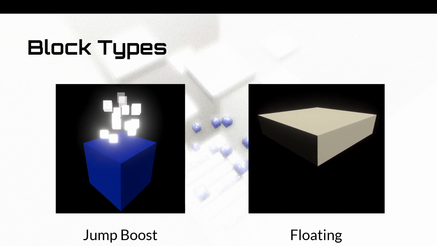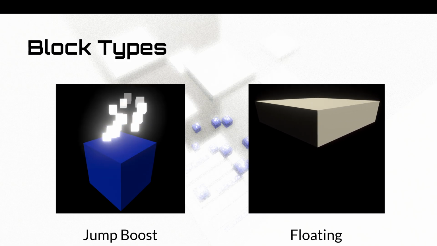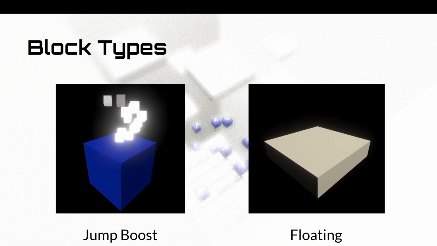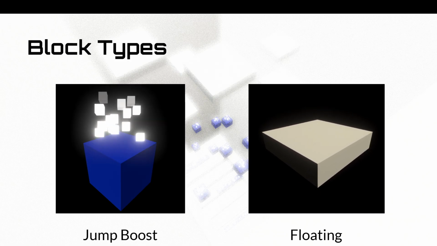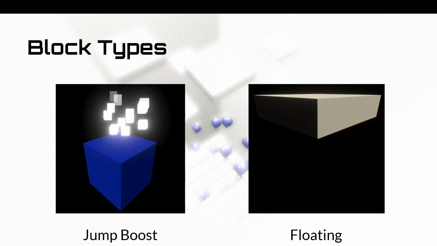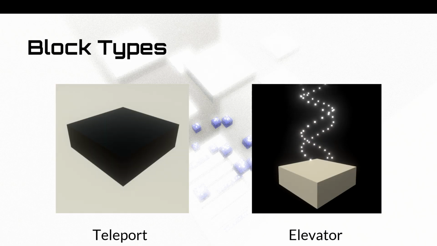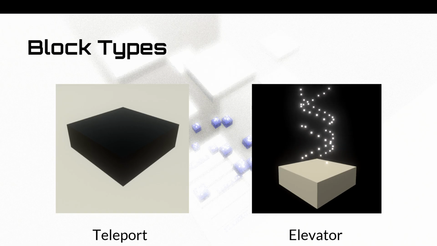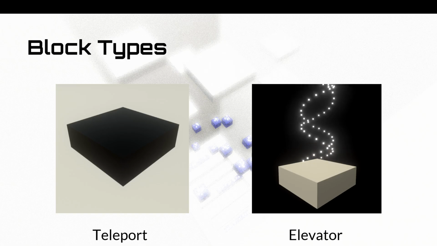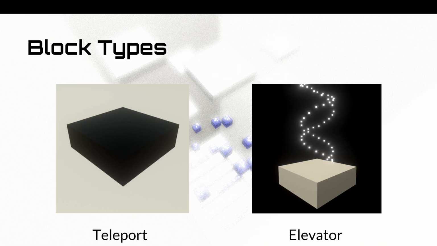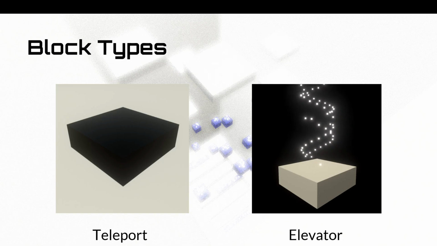The floating platform is a flat, platform-like block. Players can stand on it and move as it floats. Next, the teleport is a black block that instantly transports the player back to the start upon collision. The elevator is a white block with two upward flowing spiral lines. If the player stands on it, it will carry them to the end.